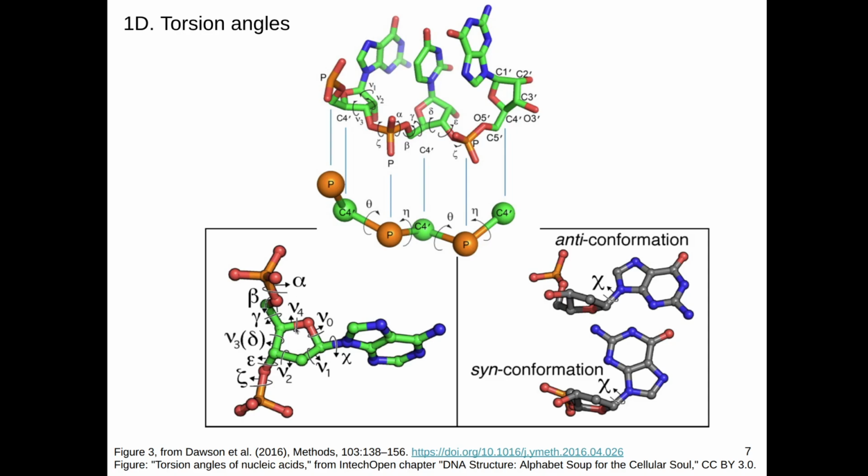So normally for phosphorus-related angles, we have alpha, beta, gamma, and so on. For ribose-related angles, we have numbered nu letters. And for glycosidic bond, we have chi angle. So actually, chi angle is the angle that defines the anti-syn conformations. And for some intermediate chi values, we can have some orientations, but these are rarely mentioned because those are intermediates.